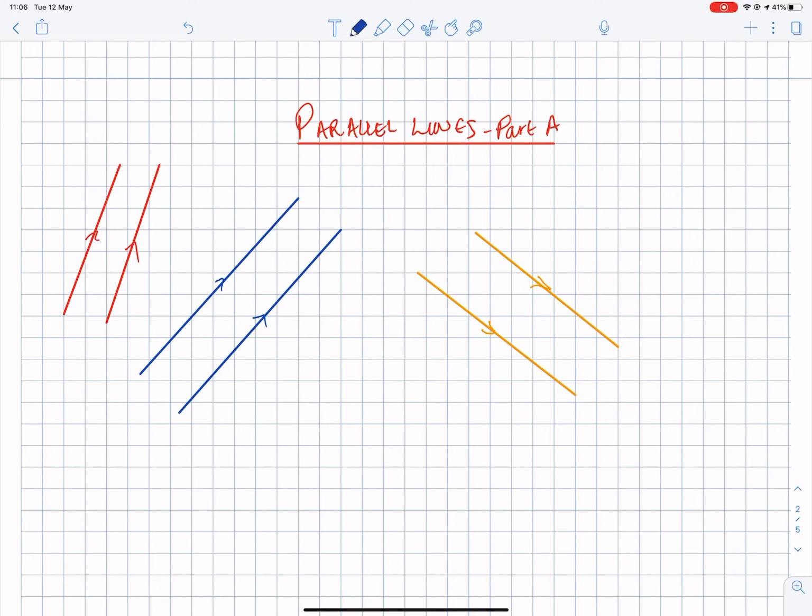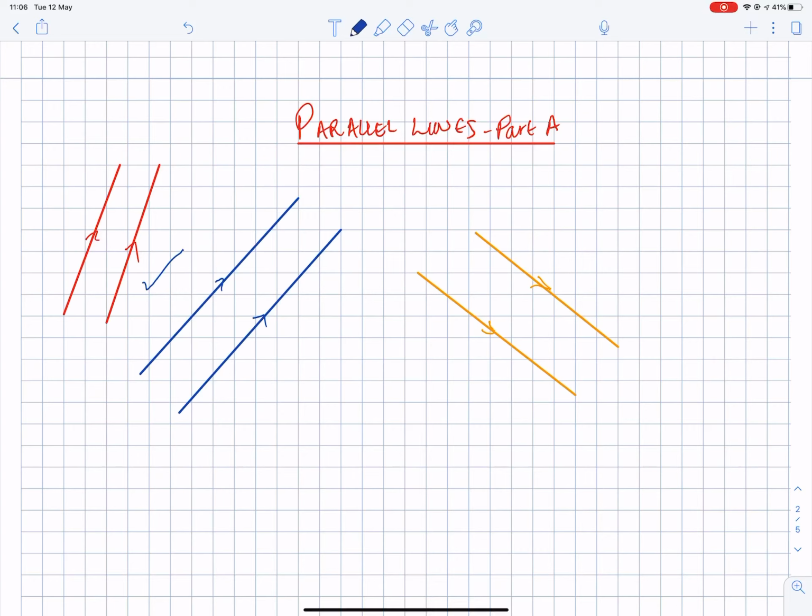In this session we're going to learn about parallel lines and finding the equations of parallel lines. What are parallel lines? Parallel lines are lines that will never meet. Mathematically, we say lines that have the same gradient. So, gradient is steepness. Like these lines here.